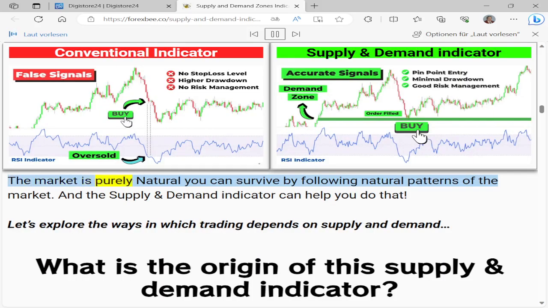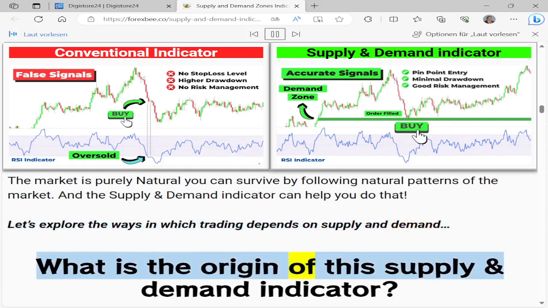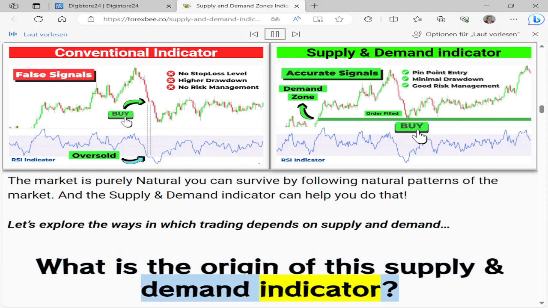The market is purely natural. You can survive by following natural patterns of the market, and the supply and demand indicator can help you do that. Let's explore the ways in which trading depends on supply and demand. What is the origin of this supply and demand indicator?